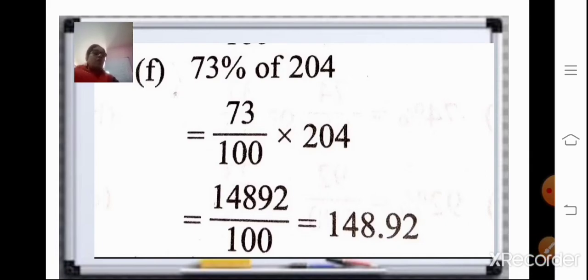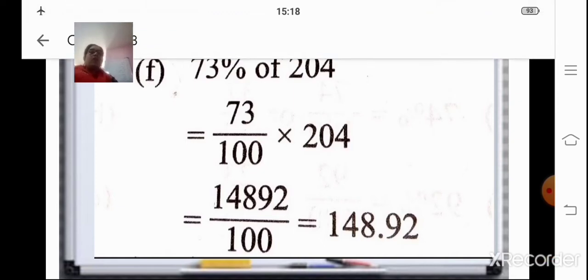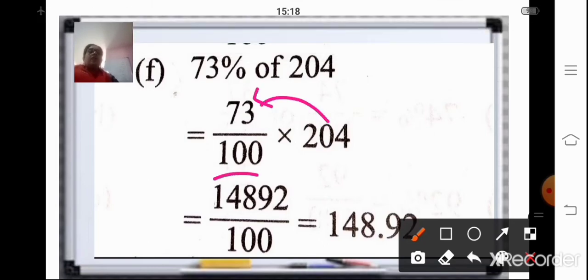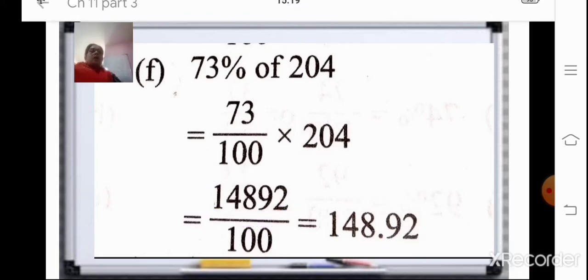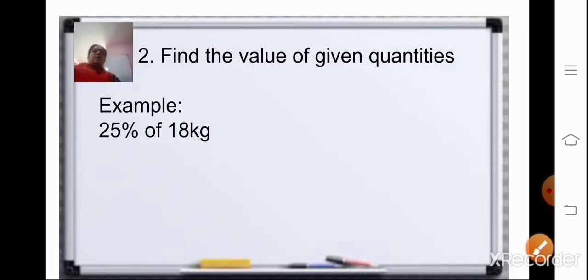73% of 204. Now when you multiply these two numbers, 73 into 204, you will get the answer as 14,892. 14,892 upon 100. That means after two decimal places, you have to put a decimal point. So your answer will be 148.92. Coming to the next one.